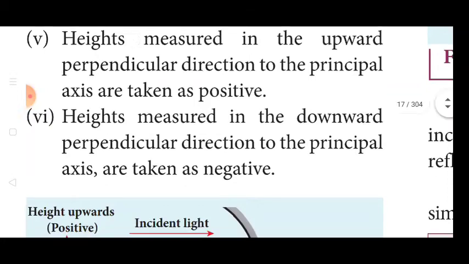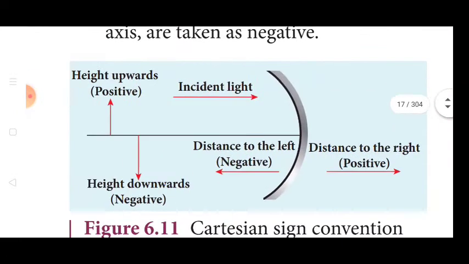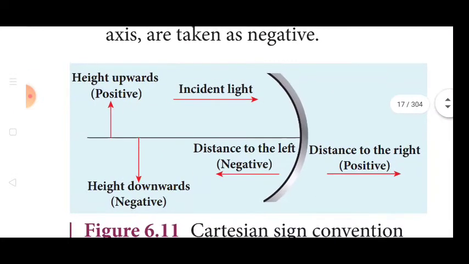So, this is the diagram for Cartesian sign convention. Height upward positive, incident light left to right, height downward taken as negative. So, distance to the left negative, distance to the right positive.